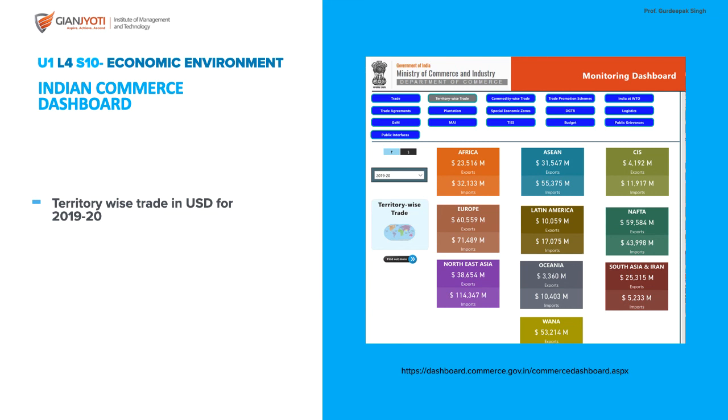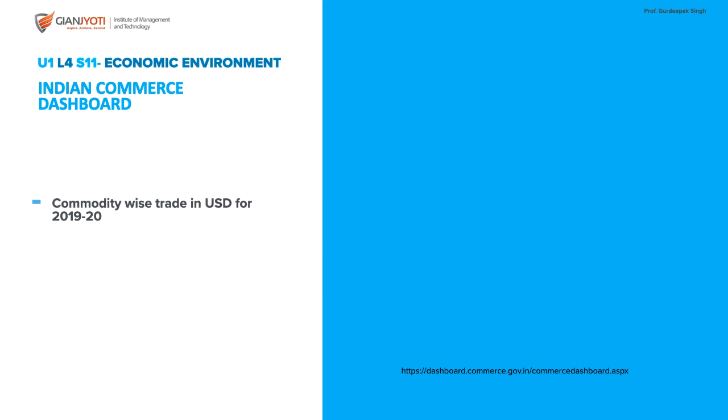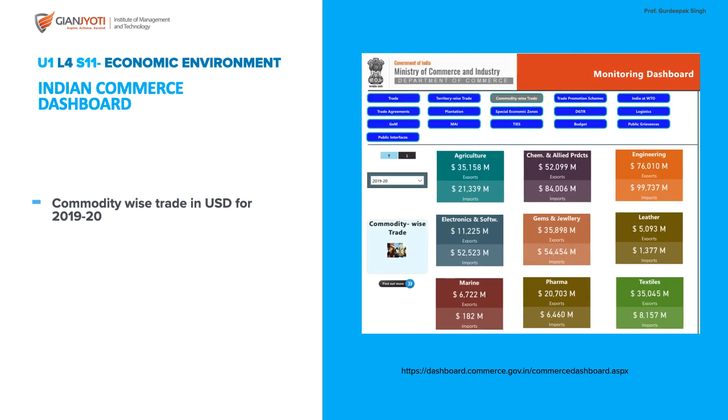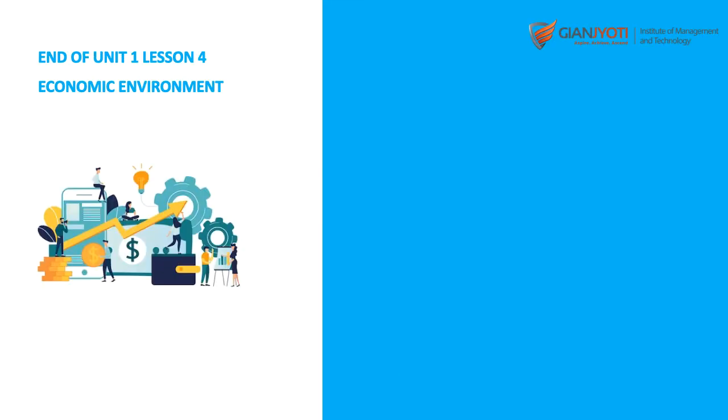So this is for India again. And if I look at the commodity-wise trade, which commodities we have been trading more, the maximum commodity that we have traded in 2019-20 is engineering, where imports are around $99,737 million, whereas the exports are $76,010 million. So all these things you can have a look at. This is how you try to understand the economic environment and how it is going to affect your business.